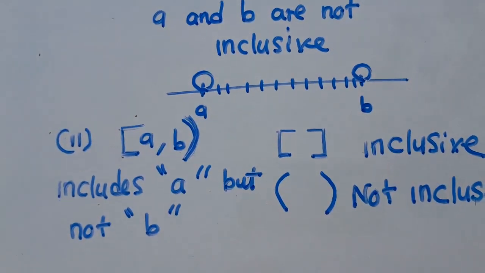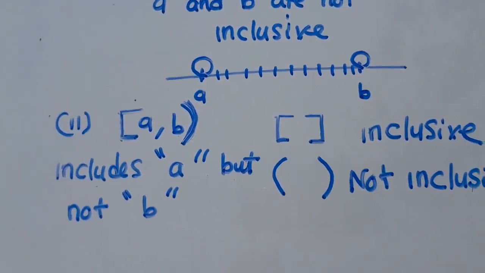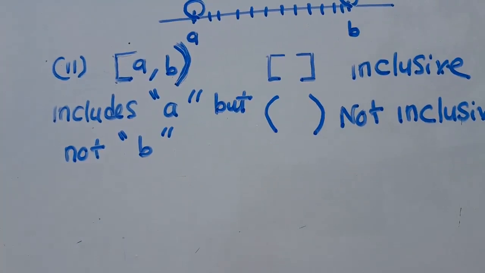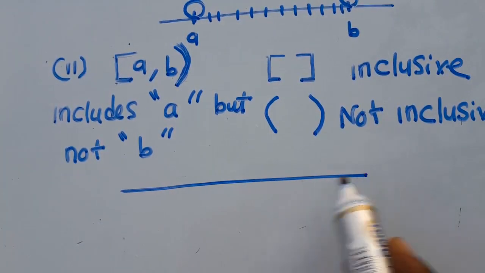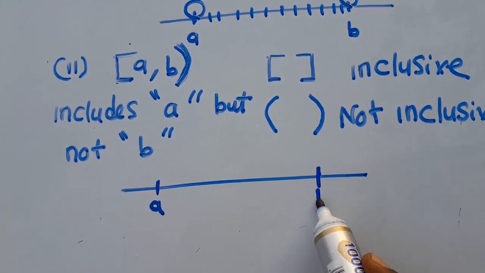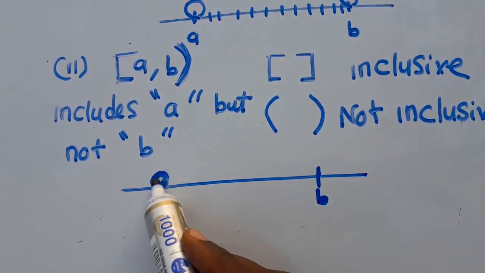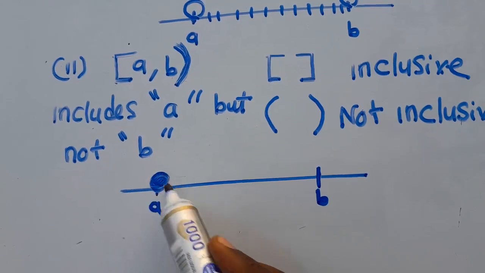So how can we illustrate this on a number line? You do something like this. You say this is a number line. This is where your A is, and this is where your B is. Since A is inclusive, you put a shaded circle.